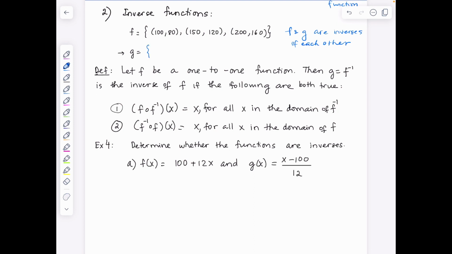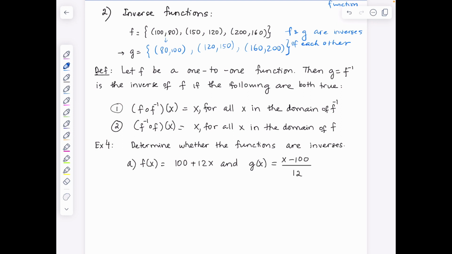What it means is x and y will be swapped. So for g, the ordered pairs will be 80, 100 instead of 100 and then 80 like in f. And then this next one will be 120 as the x coordinate and then 150 as the y coordinate. And finally, this will be 160 for x and 200 for y. So we call f and g inverses of each other.